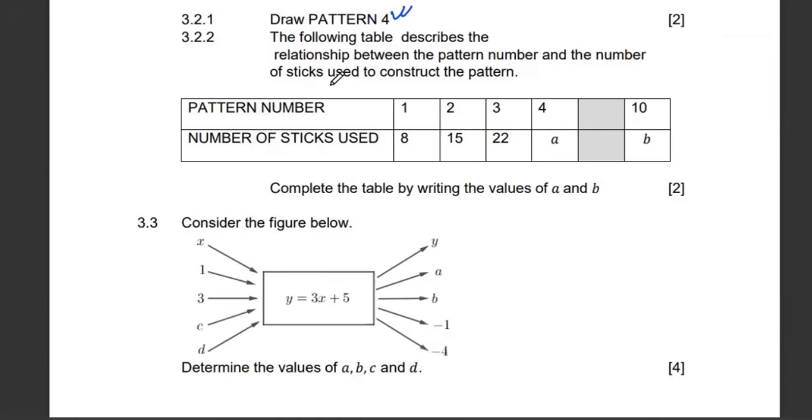So in the first pattern, it's telling us we're using 8 sticks, then 15, then 22. So basically we are adding a 7. 7 plus 7, we're gonna have a 29, because they want us to get A and B. So meaning that A is 29. And then what happens when we find pattern 10?